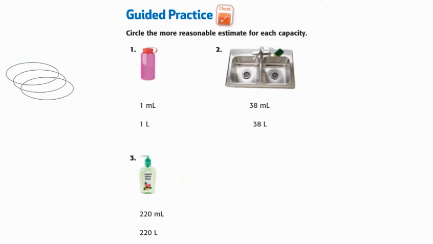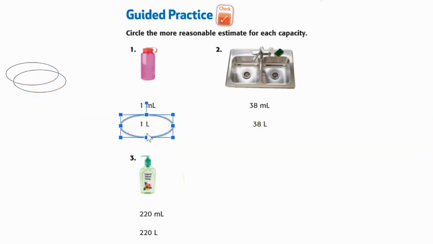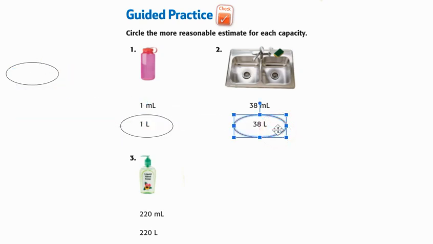Now we have to circle the more reasonable estimate for each capacity. Here's this water bottle, 1 milliliter or 1 liter. I know that this water holds more than one eyedropper, and 1 liter, this water bottle looks similar to a hydro flask. The next one, a sink, 38 milliliters, which is 38 eyedrops, or 38 liters. Now a sink is bigger, so I'm going to go with liters here. It would be full and probably a clogged sink, but it could hold probably about 38 liters.